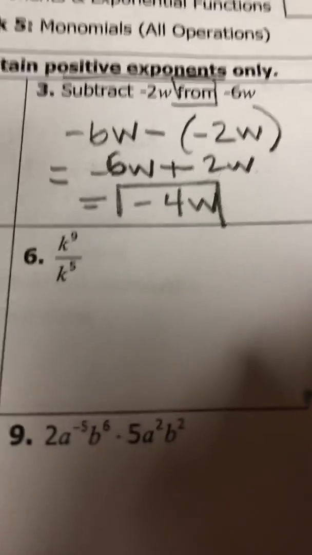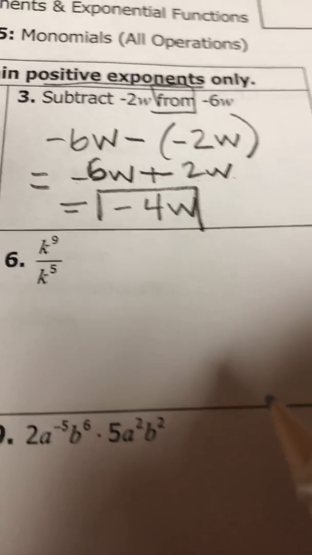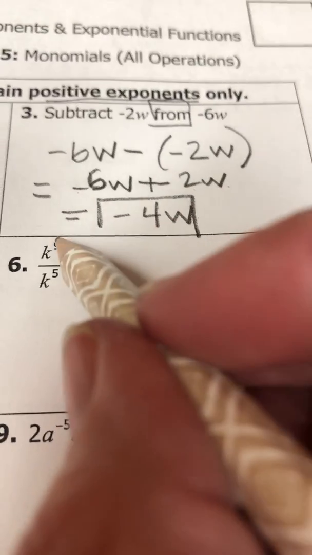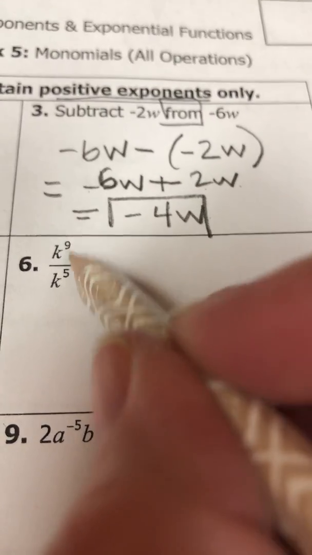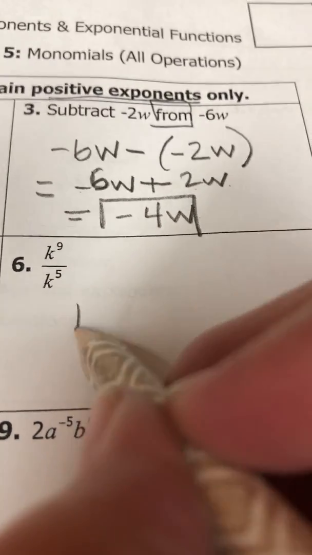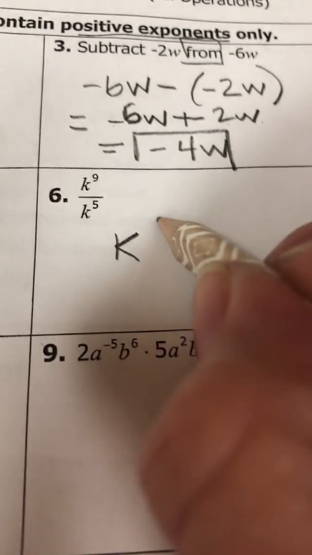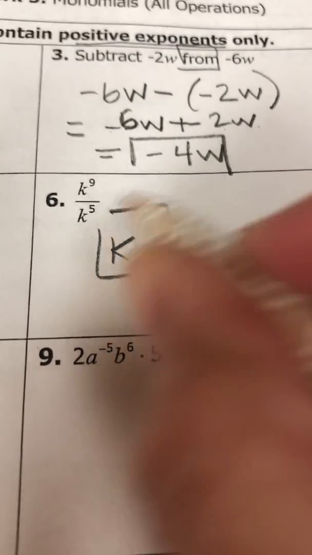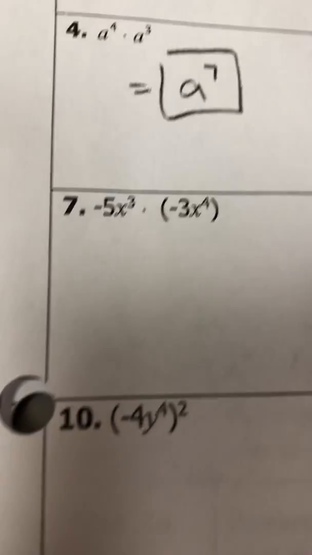Okay. 6, I've got a quotient rule. So this is pretty straightforward. I'm just subtracting 5 from 9. So I'm going to end up with k to the 4th. Number 7.